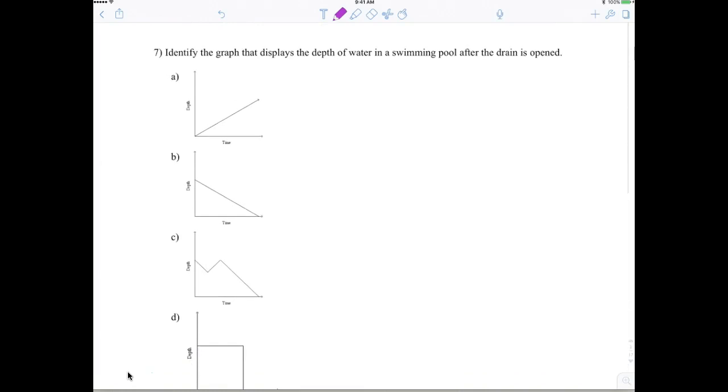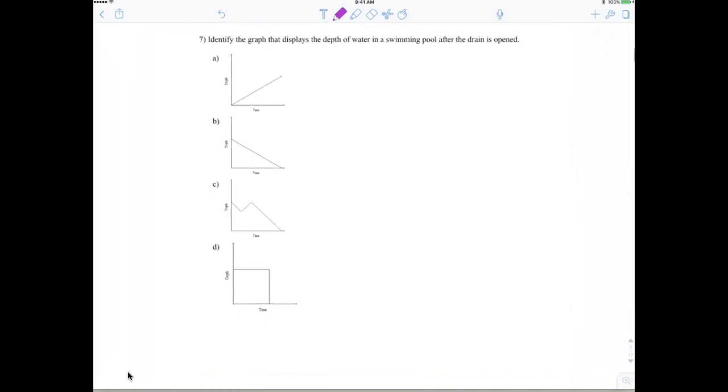Let's take a look quickly at 7. All right, I want to talk specifically about these. It says, identify the graph that displays the depth of water in a swimming pool after the drain is opened. Now, in my opinion, you should be able to look at this and eliminate. I think that's one of the most important things that we can think about when we're doing these types of problems. So identify the graph that displays the depth of the water in a swimming pool.